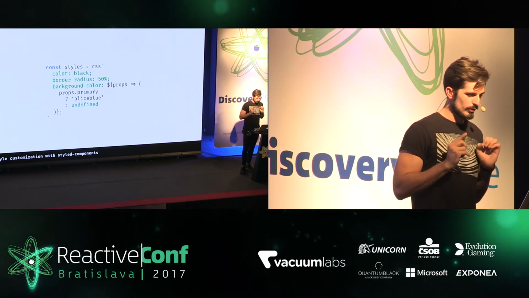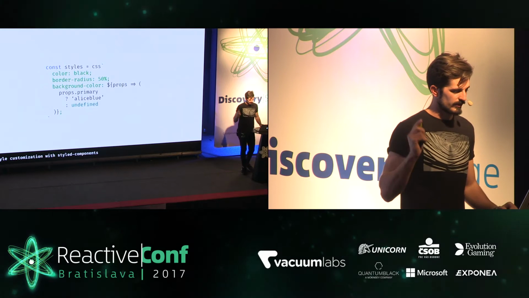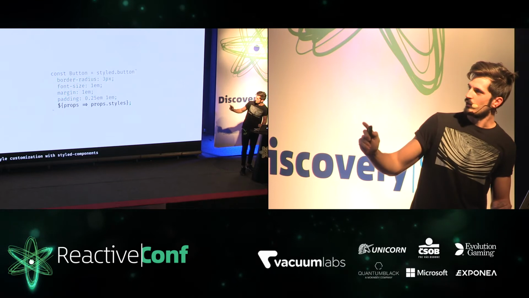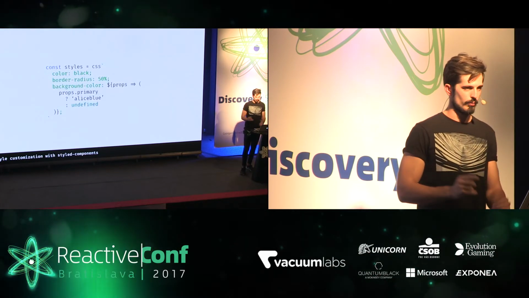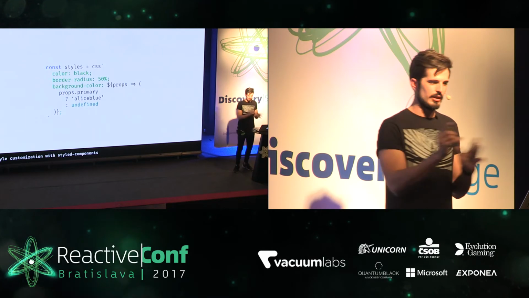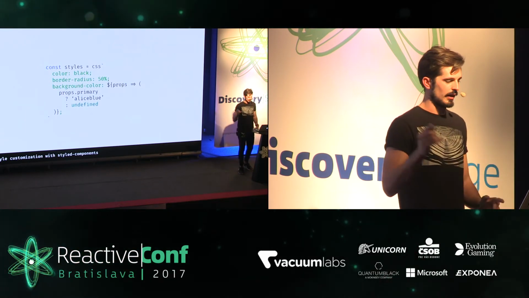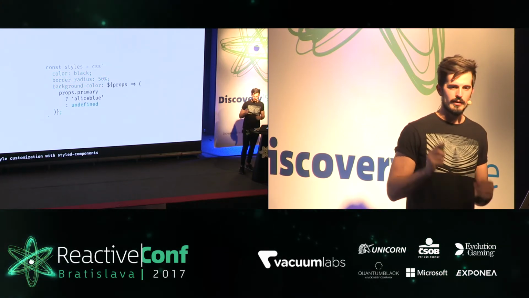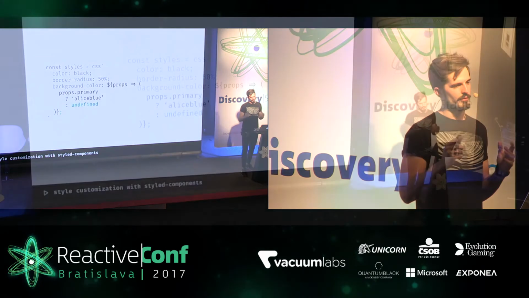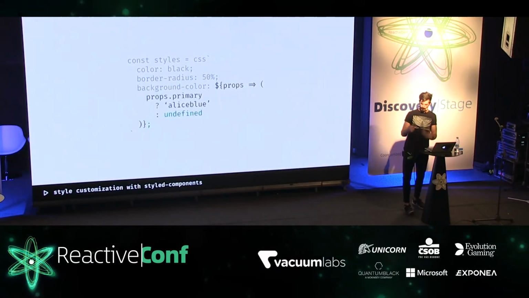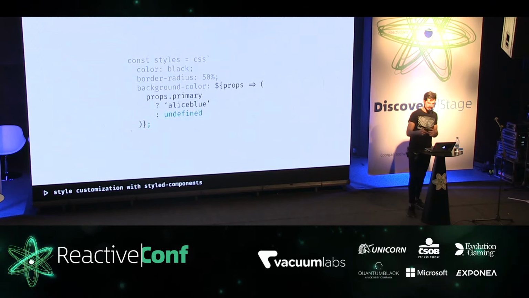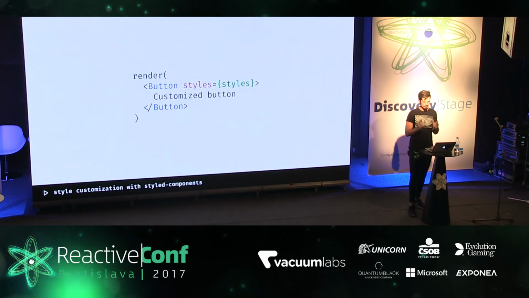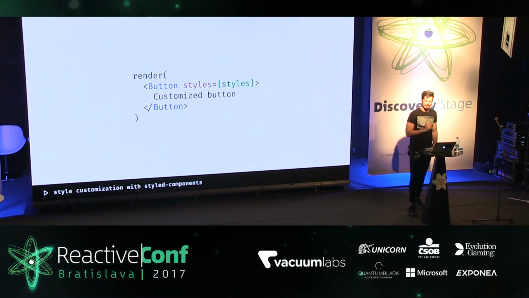And what is really, really cool about this is that you can still interpolate a function in that piece of CSS. I mean, this is not directly related to the component. It is alone. It can be used in any component as long as it gets a primary property. So this is very nice because you can customize stuff not only based on properties that are defined for the component, but with additional properties that you can pass to that component. And this is how you use it. You just use this button and pass the styles object like that.